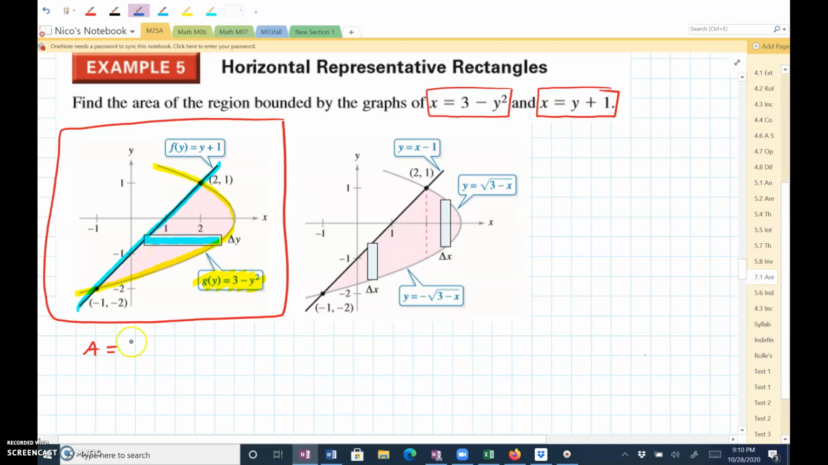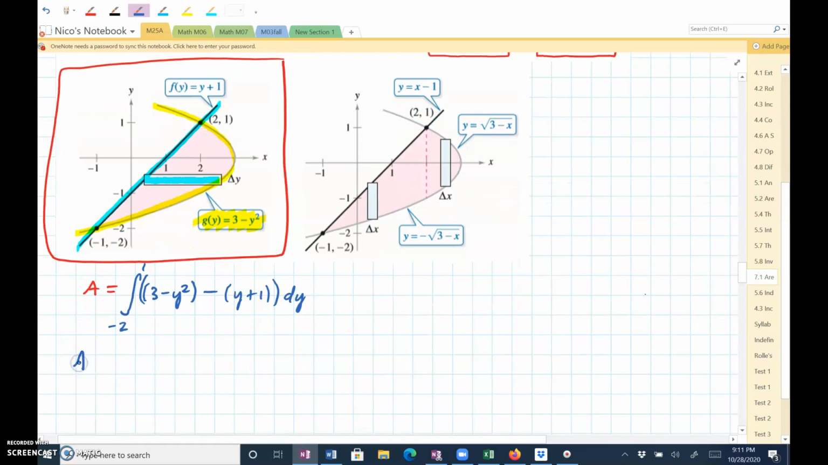Okay, so your limits of integration now are going to be from negative 2 to 1. Going to be 3 minus y squared minus the bottom function, which is y plus 1. And then instead of being dx, it's going to be dy. Now, let's rewrite this as the integral from negative 2 to 1. 3 minus 1 is 2, minus y squared minus y dy.